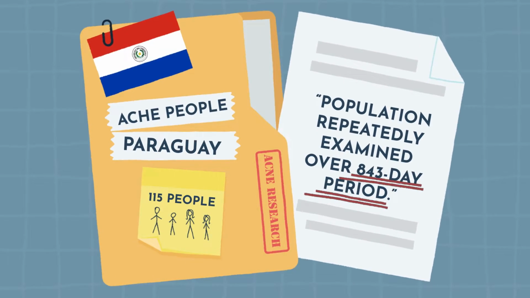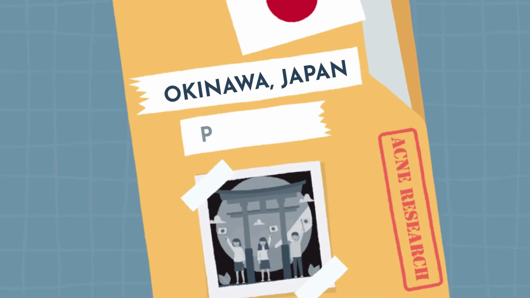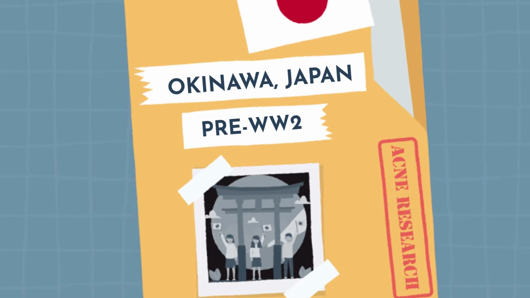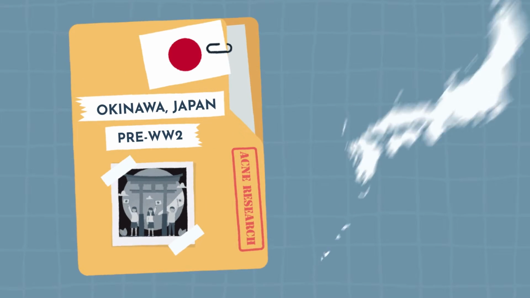What do you think the researchers found? Nothing. Not a single, we call them papule, pustules, open comedones, closed comedones. Nothing was observed in the entire population. They have teenagers. They have menstruating females. Nobody had anything. Okay, maybe these people in Paraguay have this amazing genetics and it's unique and rare. But the populations in Okinawa prior to World War II were studied. And Okinawa is a southernmost island of the country of Japan.